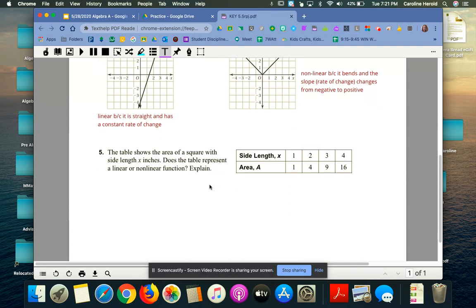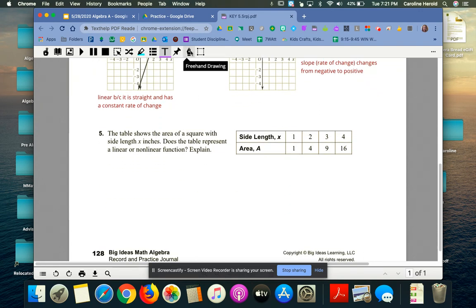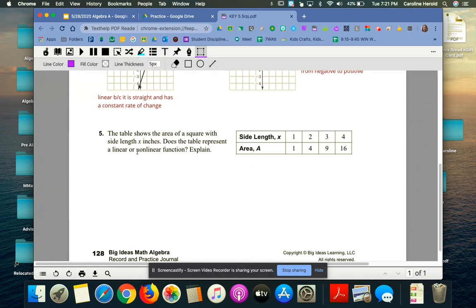Okay, last one, just this is a real quick thing. The table shows the area of a square with a side of length x inches. So that's meaning that, obviously I'm making a square, and it's telling me that when you make that square, to find the area, you do the side, right? Side times side. So side times side, that's going to give me side squared, right? So the area is side squared.